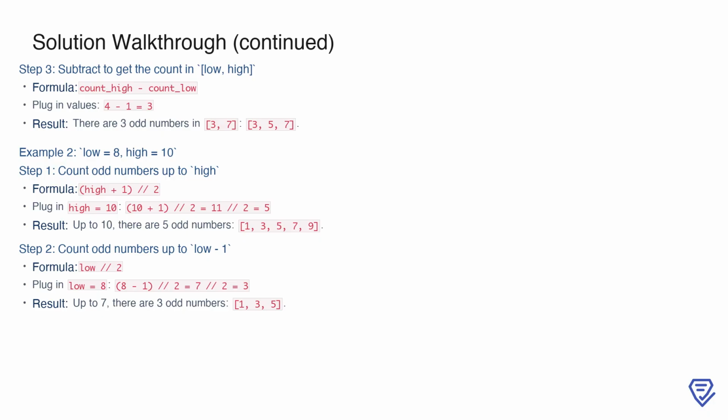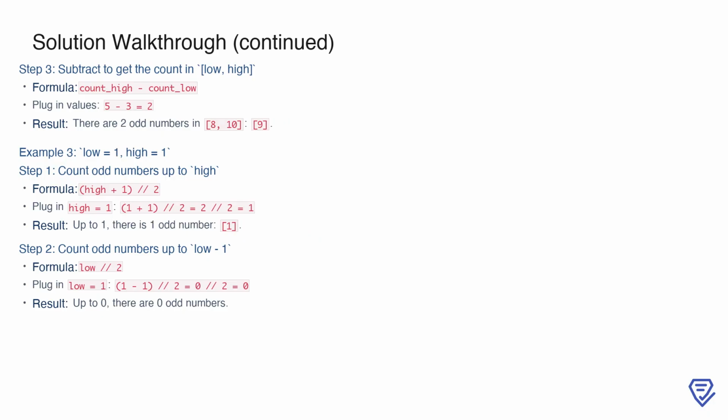Then, we count the odd numbers up to low - 1, which is (low - 1) / 2. Subtracting 1 from low equals 8, we calculate 8 / 2, giving 4. This tells us there are 3 odd numbers up to 7: 1, 3, 5.